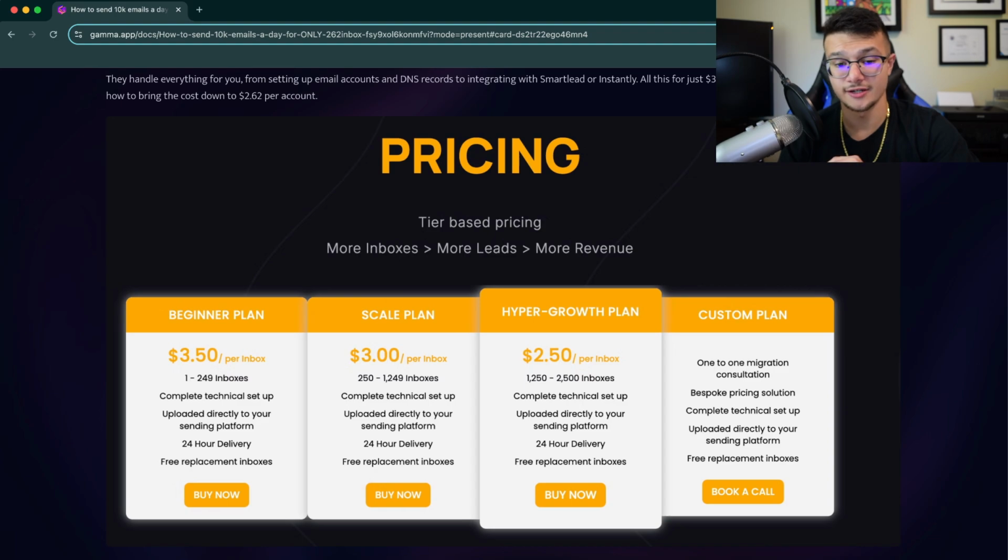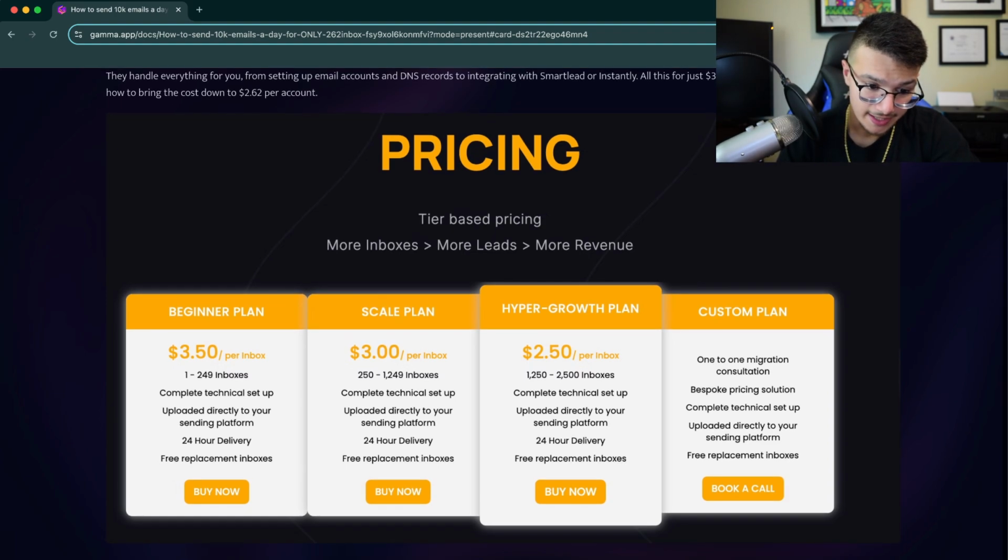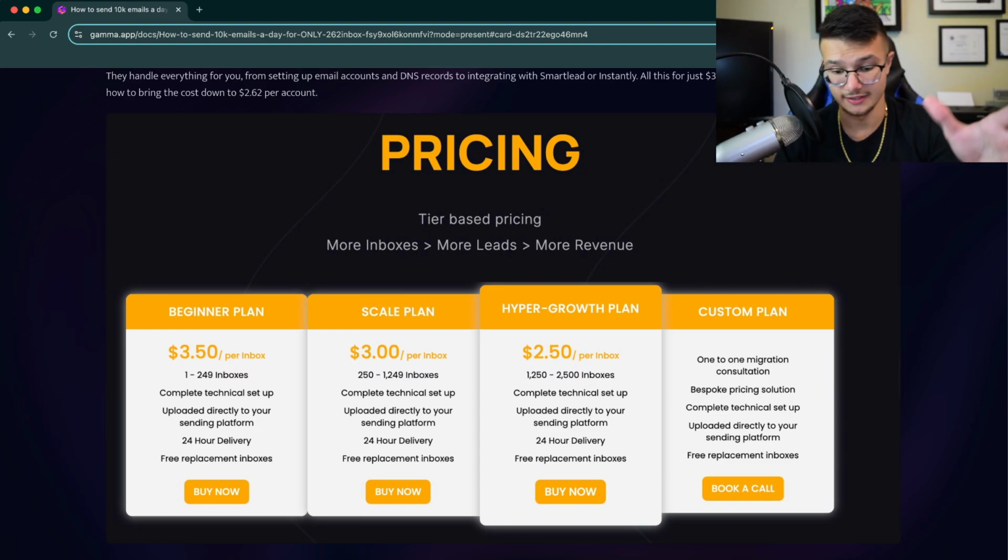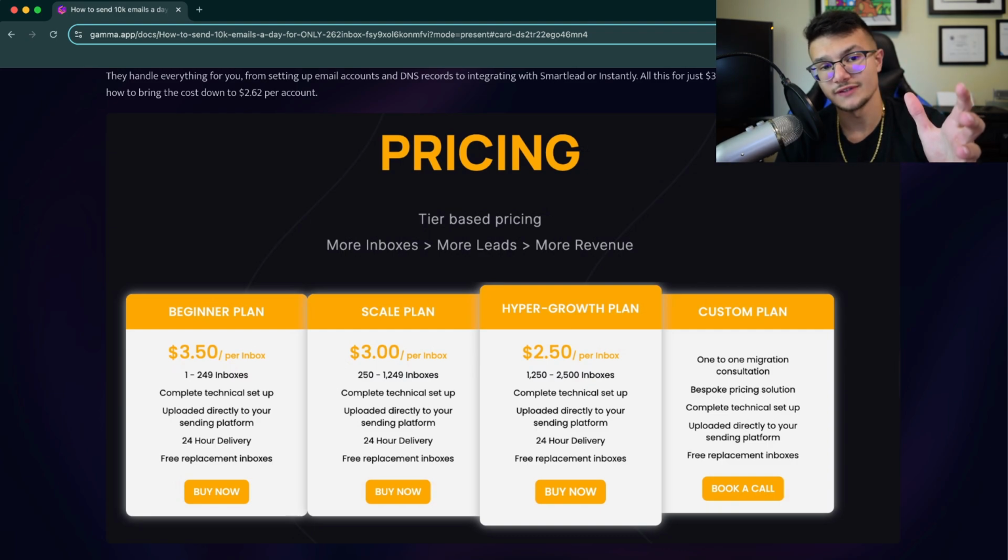Pricing. This is their tier-based pricing. The more inboxes you purchase, with more leads, the more revenue you bring, essentially, right? So the beginner plan, if you purchase between 1 and 249 inboxes, that is going to be $3.50 an inbox. You also have a scale plan where if you buy anywhere between 250 to 1,249 inboxes, it's only going to be $3 an inbox. And they have a hyper growth plan where if you purchase 1,250 email accounts to 2,500, it is only going to be $2.50 an email account.